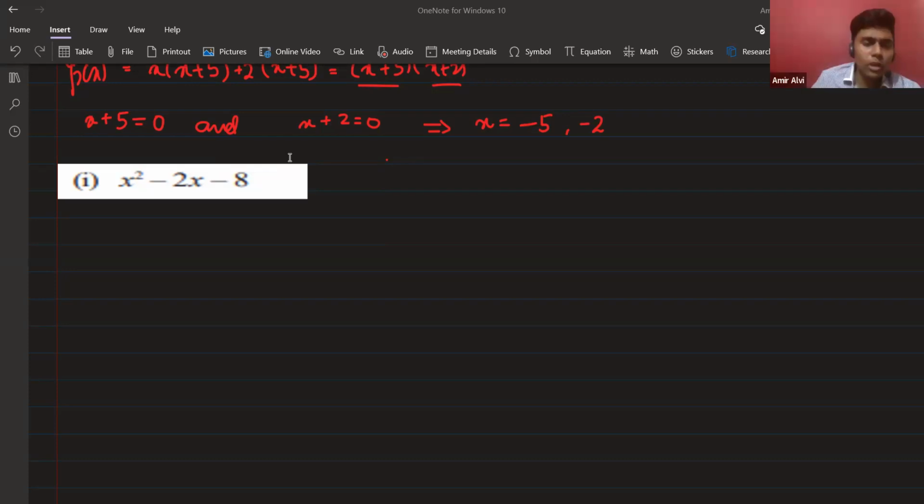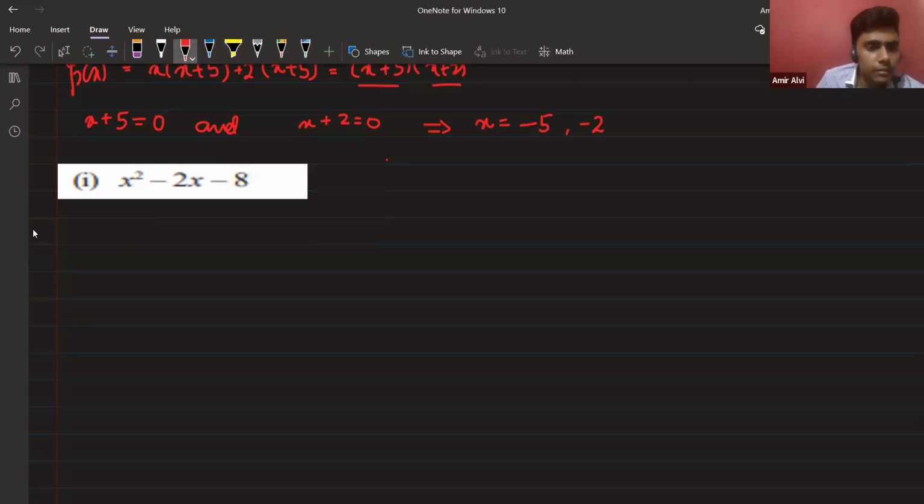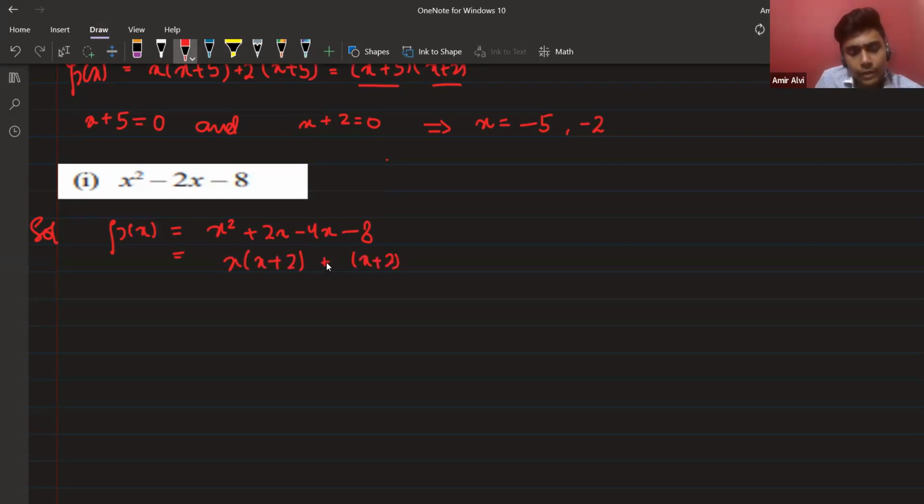So what have you done in this example? Tell me, first, how did you factorize it? x squared plus 2x minus 4x minus 8. Very good. You will get x plus 2 here, and x plus 2 will be here. Why? Because we have taken minus 4 as common. So it would be (x plus 2)(x minus 4).